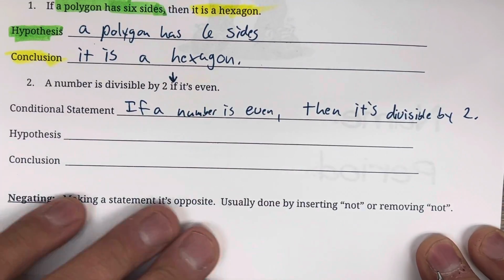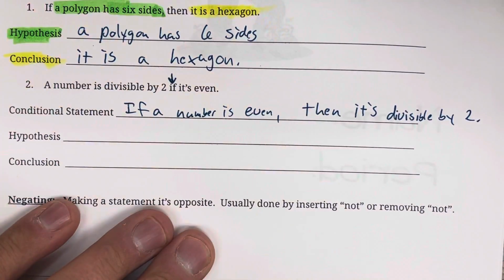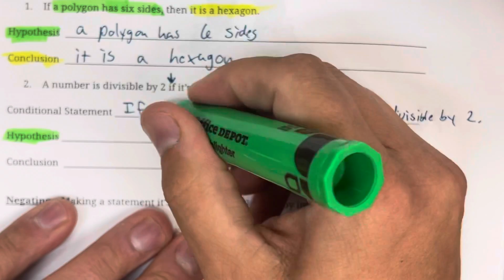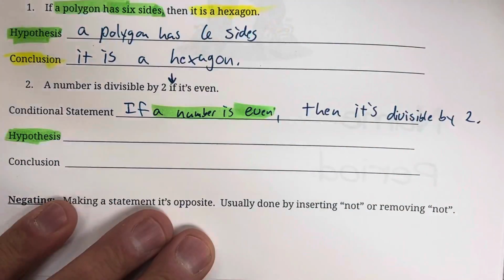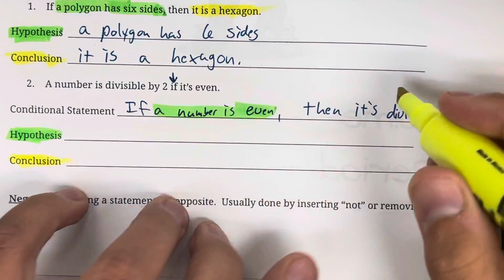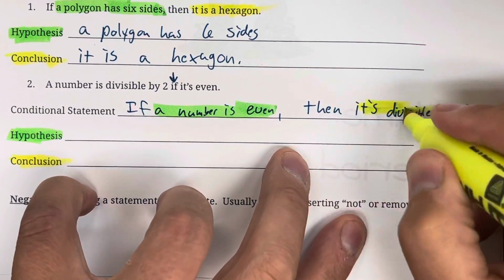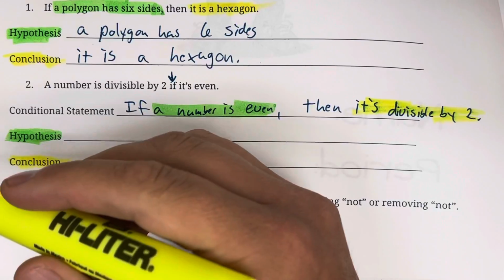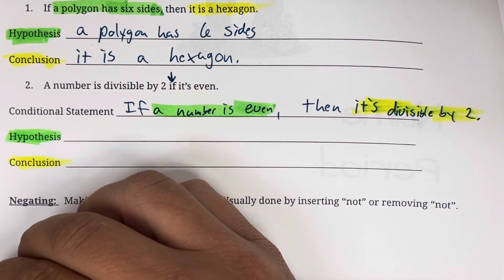The hypothesis is whatever comes after if. So in this case, I'm not going to rewrite it this time. Hypothesis is a number is even. The conclusion in yellow is whatever comes after then. And in this case, it's divisible by 2. Okay, so we have identified both the hypothesis and the conclusion.